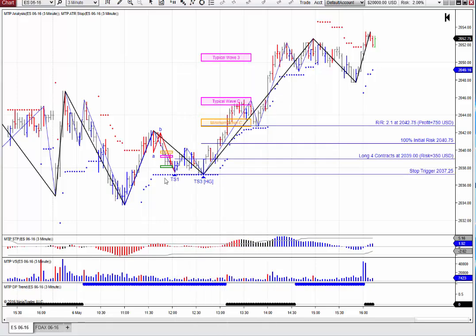Let's place the analysis on. It would have taken you in with 4 contracts, keeping our initial risk less than 2% of a sample $20,000 account in this particular case. But guess what? The market came back, rolled over and stopped you out.